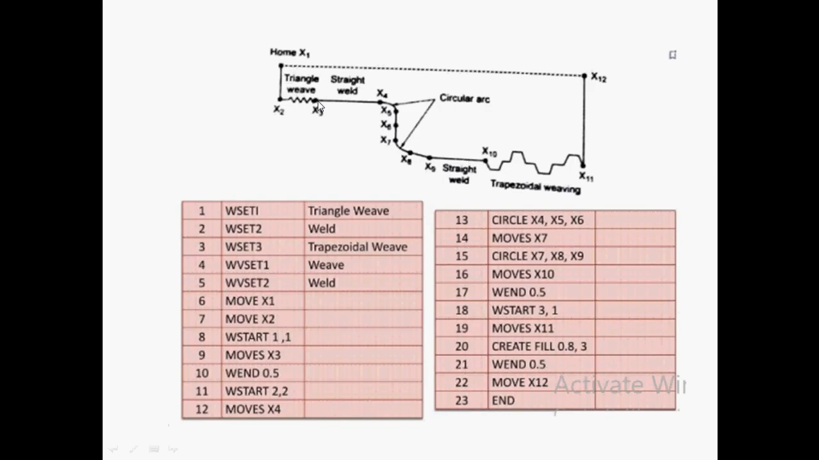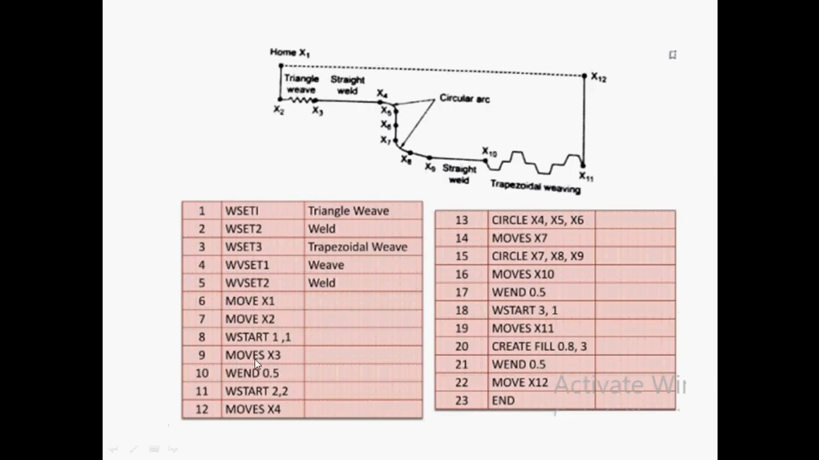Then moves x3. Then we can take a pause, that's why we can write W end 0.5. So this is 0.5 seconds, we can rest over there, and after that we can change to your next path. That is why we're writing in the format of W start 2. So the second start position is there, again we use the set 2 condition, that is W set 2, because we are changing the profile, that is our straight path and circular path.